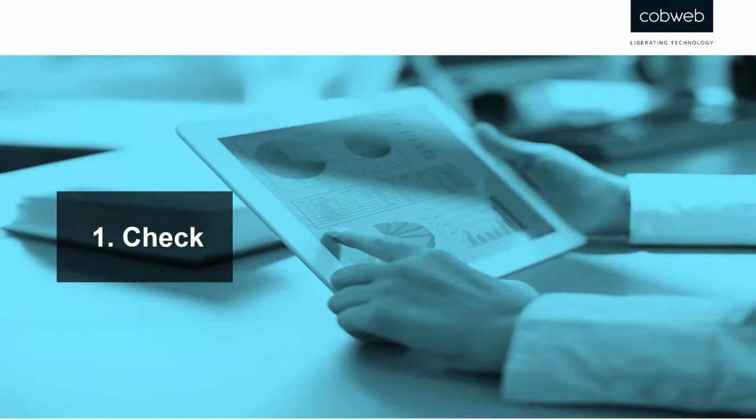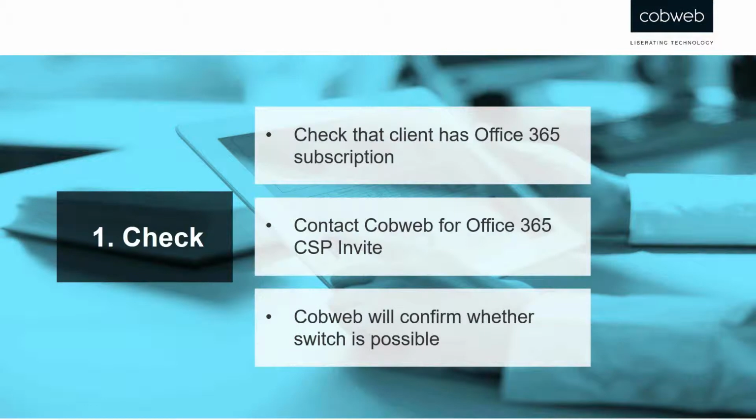So the first stage is check, and these are the tasks within that stage. As previously just mentioned, check the customer has an Office 365 subscription. You can then contact us for a CSP invite. It's basically just a link that we can email across to the account administrator in the 365 tenant.